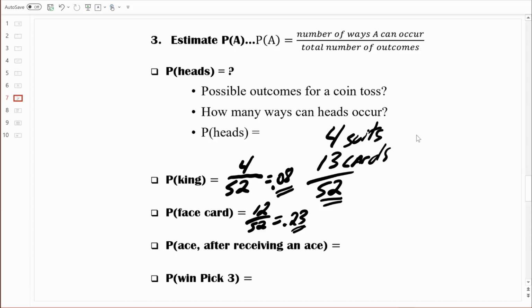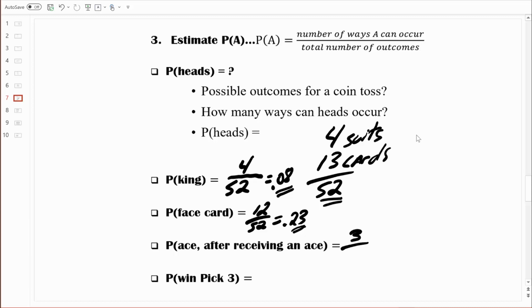Let's look at the next one. What's the probability of randomly selecting an ace after you've already received an ace? And we're just going to assume that you're being dealt one card after another. So the first thing we need to ask ourselves is what's the number of ways that that ace can occur? If you've already received an ace, there are only 3 aces left. So there are only 3 ways that you can receive an ace at this point. So we've got 3 in our numerator.